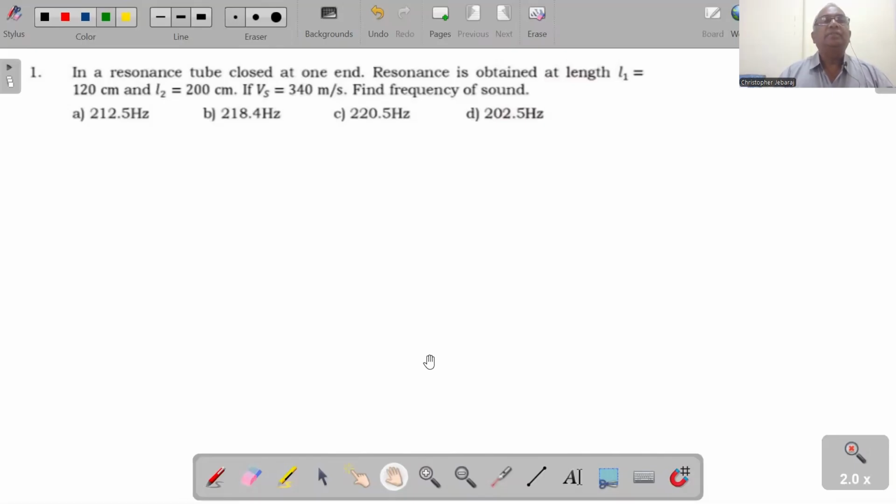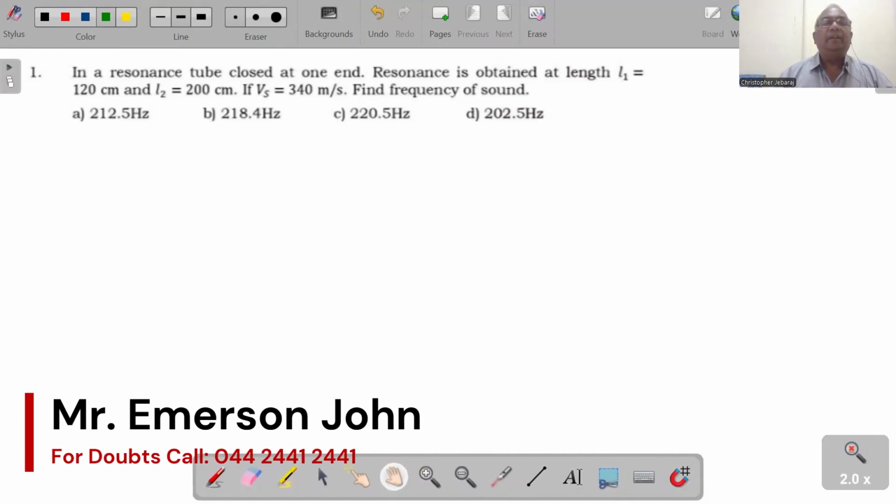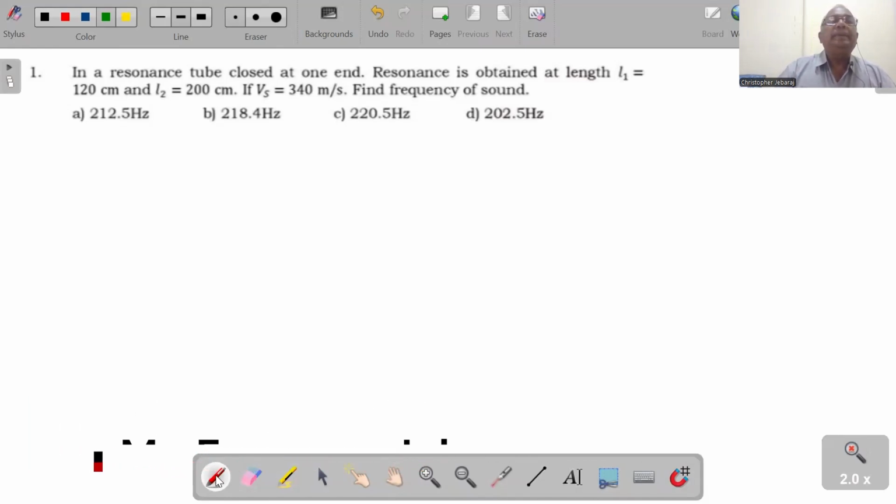In a resonance tube closed at one end, the resonance is obtained at L1 equal to 120 centimeter, L2 equal to 200 centimeter, velocity of the sound is given, frequency is asked. First resonating length is given, which is 120 centimeter, and second resonating length is 200 centimeter, velocity of sound is given, which is 340 meter per second.